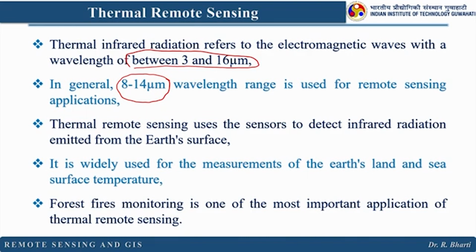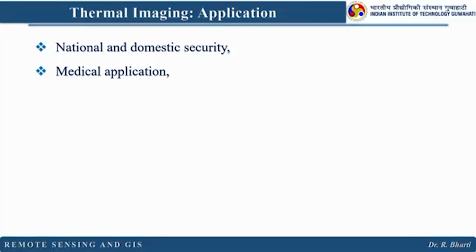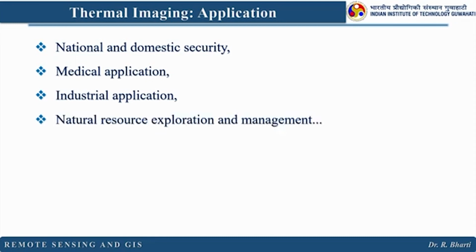And then forest fire monitoring is one of the most important application of thermal remote sensing. So this is not only one, but there are many other applications which are very important, right? But this is actually one of the major application in forestry, right? So the application of thermal imaging includes national and domestic security, medical application, industrial application, natural resource exploration and management. So you have already seen the example of national and domestic security.